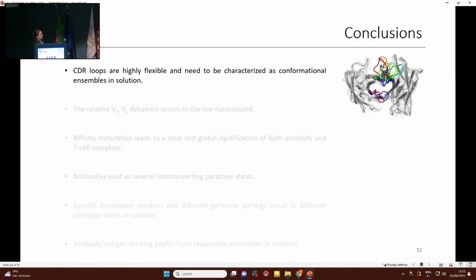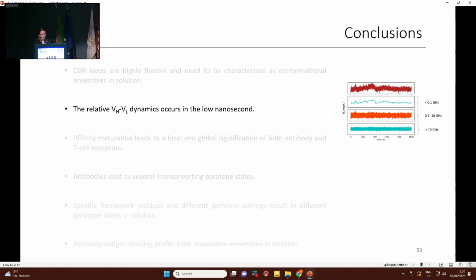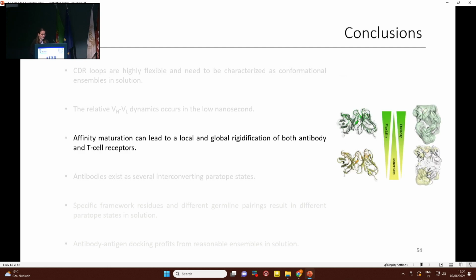And with this, I want to conclude. On the one hand, I hope I could convince you that CDR loops, especially the CDRH3 loop, is highly flexible and dynamic, and actually should be characterized not with a single structure, but actually with an ensemble of structures. The relative VH/VL orientation can interchange actually quite fast, which is also something to take home when you have a predicted structure. Already short MD simulations could help you to optimize the binding interface, especially then also solvent is involved.